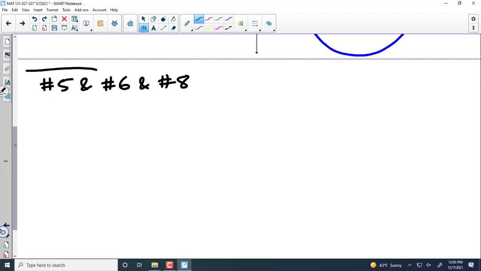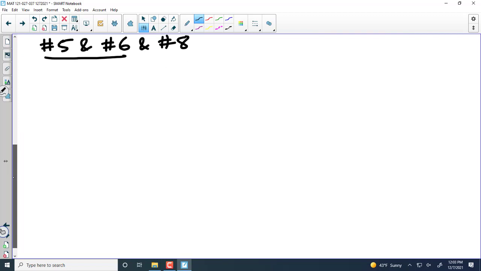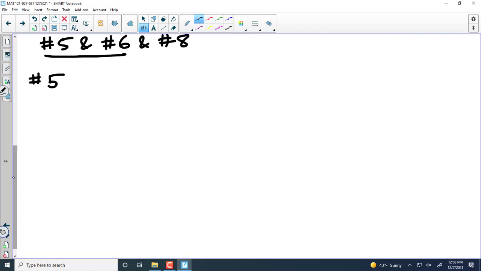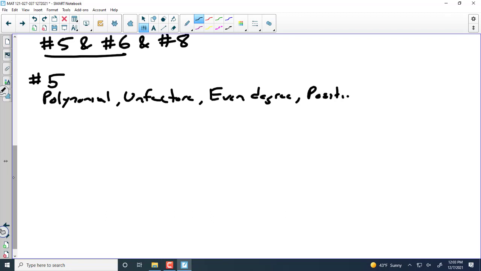So when you're talking about the end behavior of a polynomial, like you're doing on 5 and 6, basically you're trying to make sure you have the corresponding degree that you need and the corresponding leading coefficient that you need to get that end behavior. So on number 5, you have to write a polynomial. It has to be unfactored. It has to have an even degree and a positive leading coefficient. I believe I also, to make it more interesting, said your degree had to be at least 3, so it has to be bigger than 3.